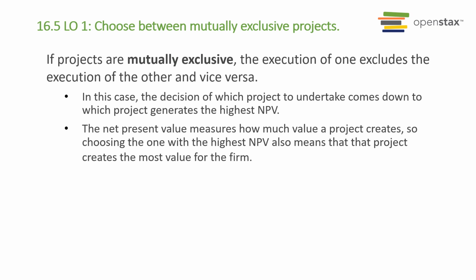If projects are mutually exclusive, the execution of one excludes the execution of the other and vice versa. In this case, the decision of which project to undertake comes down to which project generates the highest NPV. The NPV measures how much value a project creates, so choosing the one with the highest NPV also means that the project creates the most value for the firm.